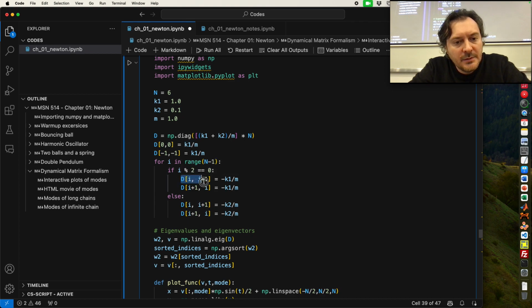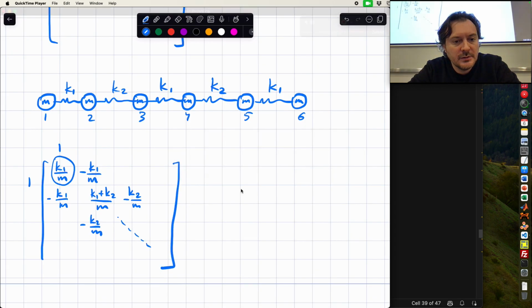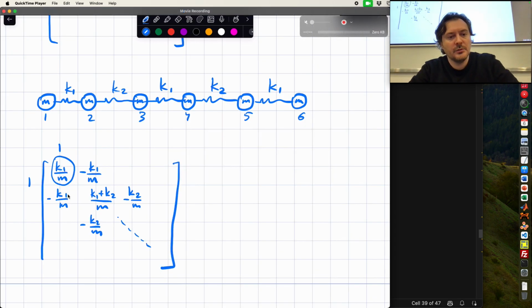What do we have here? We say that if we are on the row that is even, for example, 0th row is even, right? Then I will write minus K1, minus K1. And what do we have here? Oh, is this wrong?